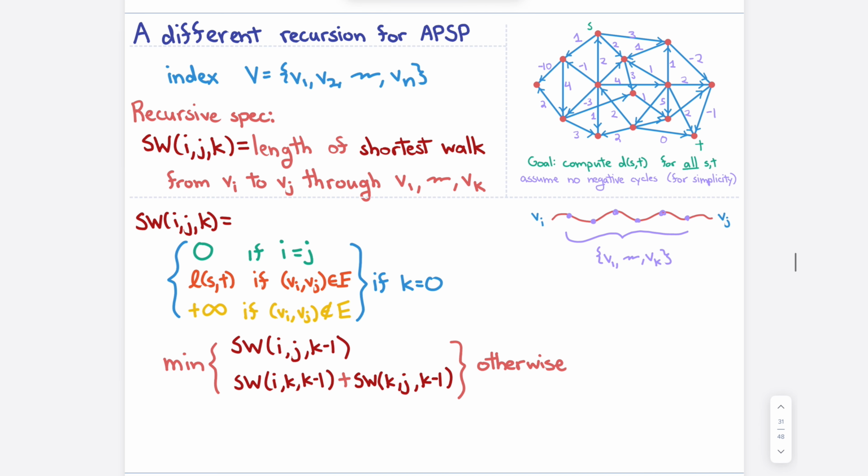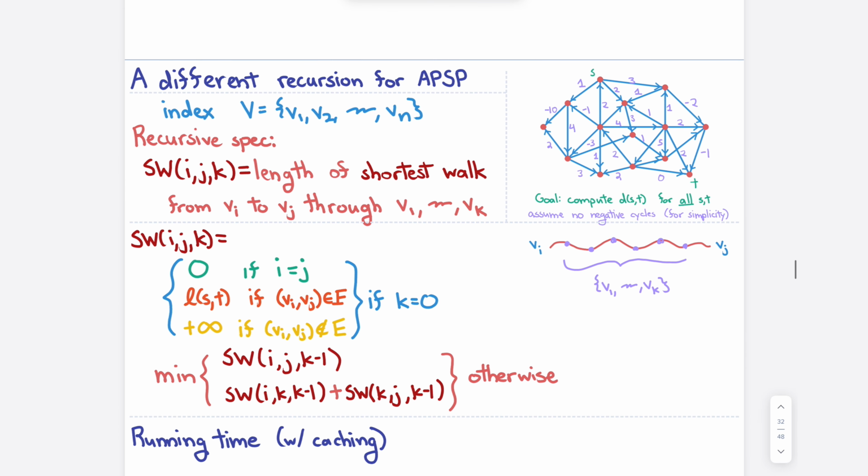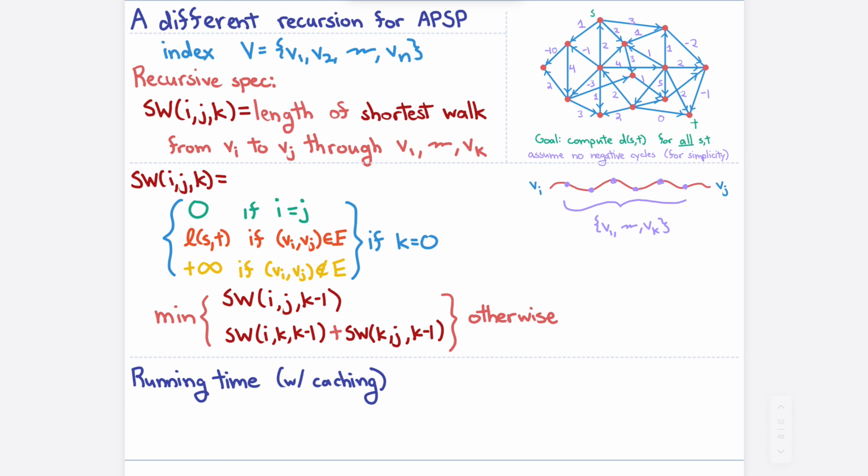Okay, so that would be the algorithm. What is the running time if I save my answers? How many subproblems? How much time do I spend on each subproblem? So n cubed subproblems, i, j, k, and actually the code down here, there's no loop anymore. We just either add two numbers or we take the one, right? So it's actually constant work here.